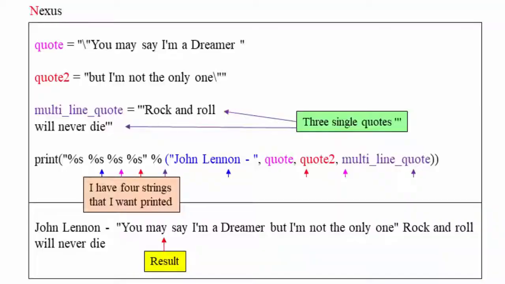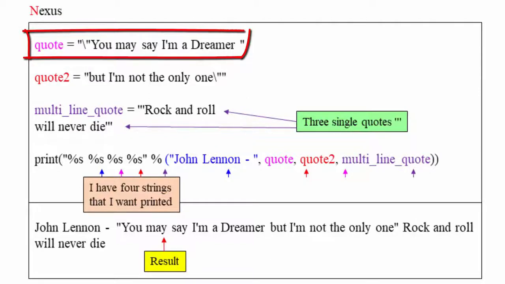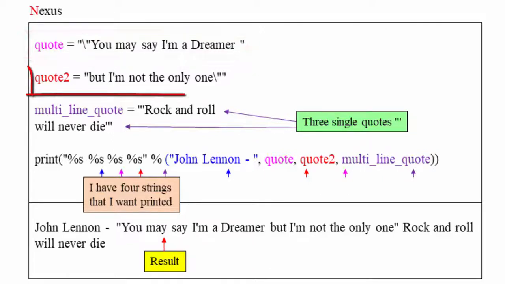Let's combine a lot of things we've learned here to print out a string that's got 4 variables. Here's how we're going to do it. Notice my quote is going to equal double quotes, then my escape character, you may say I'm a dreamer, double quote, and quote 2 equals double quote, but I'm not the only one, backslash double quote, and then my double quote. So this is going to really say double quotes, you may say I'm a dreamer, but I'm not the only one, and double quotes.